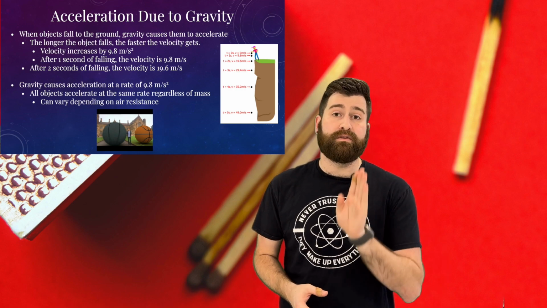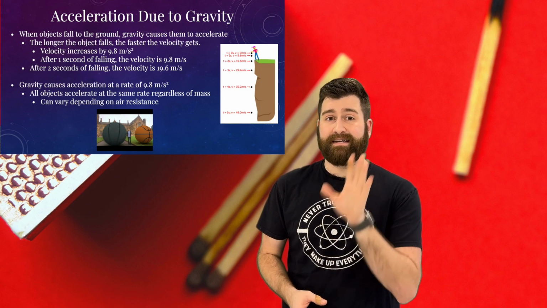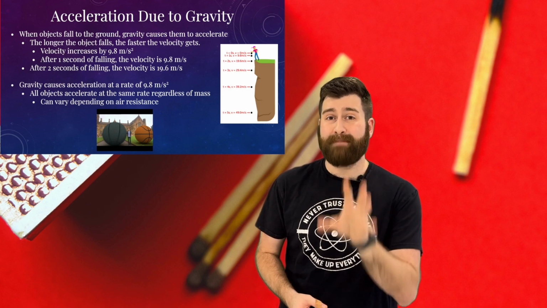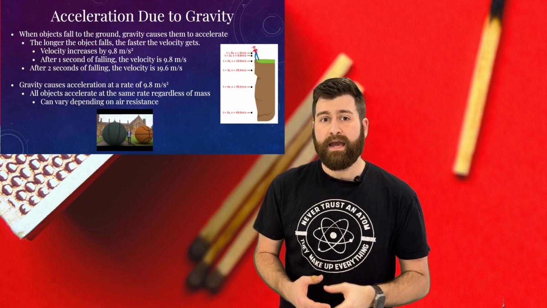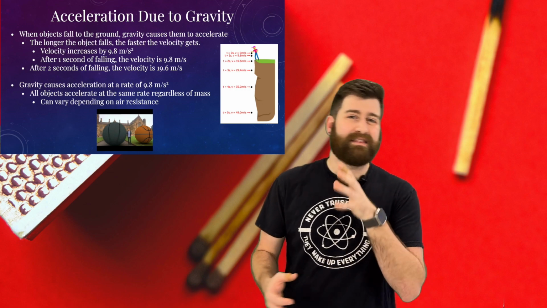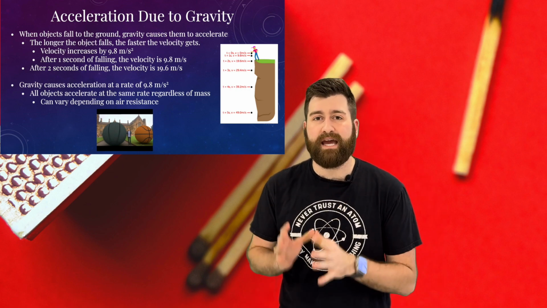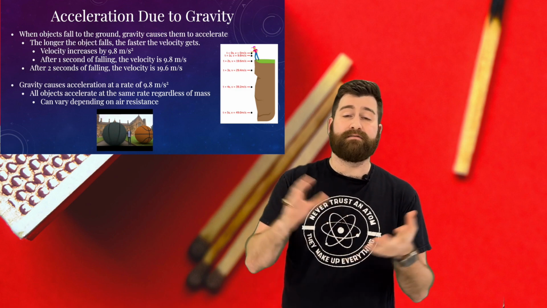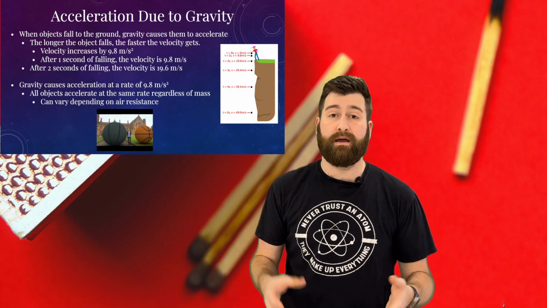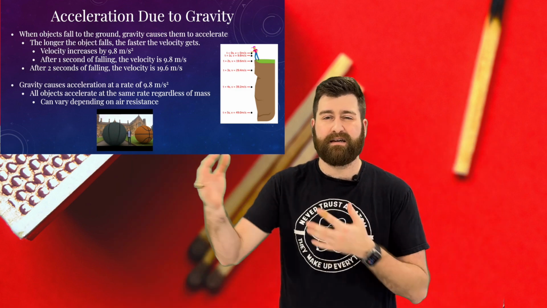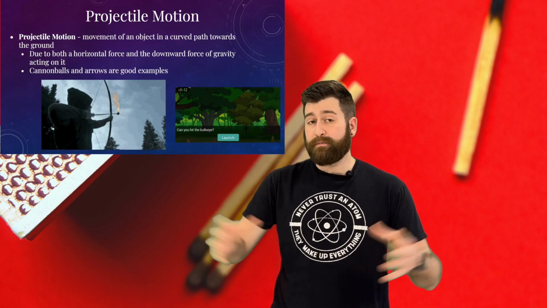It is important to note that all objects accelerate at the same rate regardless of mass, on Earth anyway. It's also important to note that this number can vary somewhat due to air resistance. If you didn't have air resistance, the numbers would change, but because we do have air resistance, it does cause things to slow down. On to projectile motion.